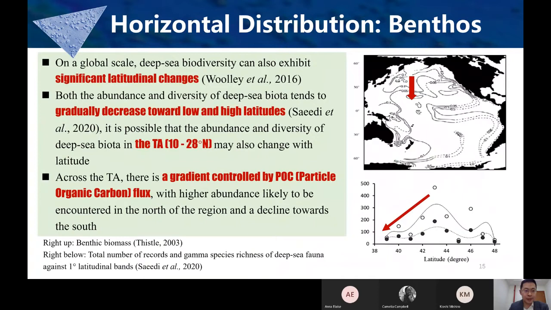Frankly speaking, on a global scale, deep sea biodiversity can also exhibit significant latitudinal changes. Both the abundance and the diversity of deep sea biota tend to gradually decrease towards low and high latitudes.